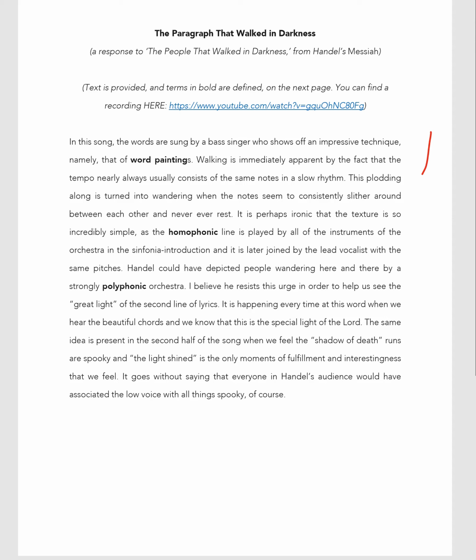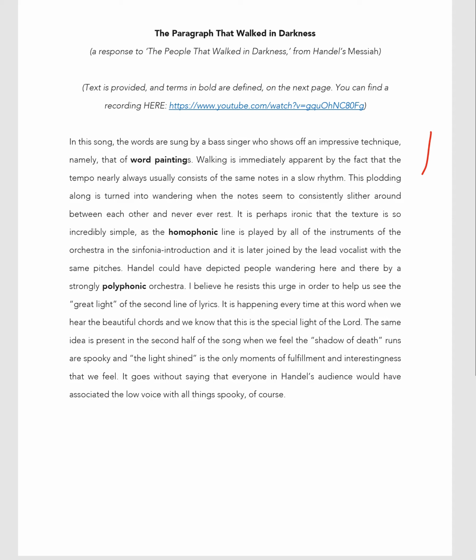To start off with, the paragraph that walked in darkness, this is a sort of sample paragraph of bad writing that I actually picked up in grad school. It was used as an assignment in one of the courses that I taught as a TA in grad school, and a lot of us went over it and talked about what was wrong, and we used to use it as a teaching technique. So I think it's a pretty effective paragraph.